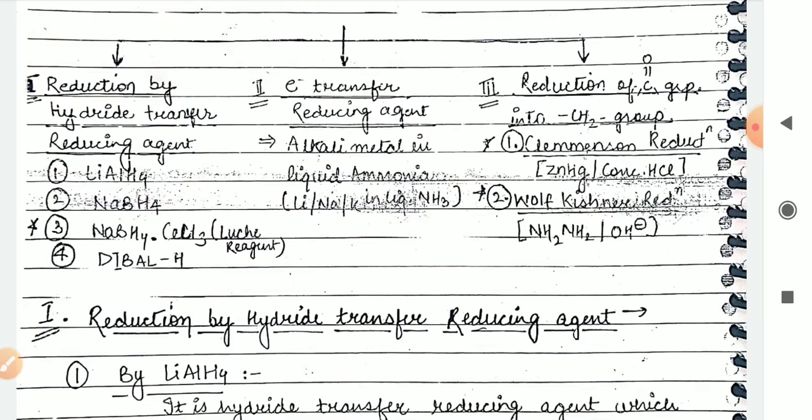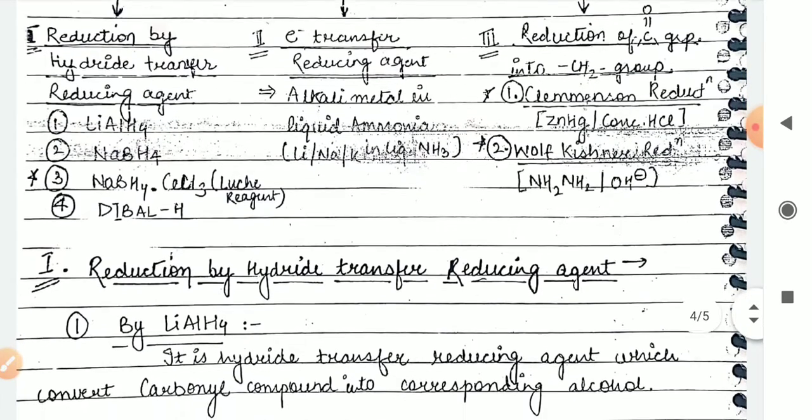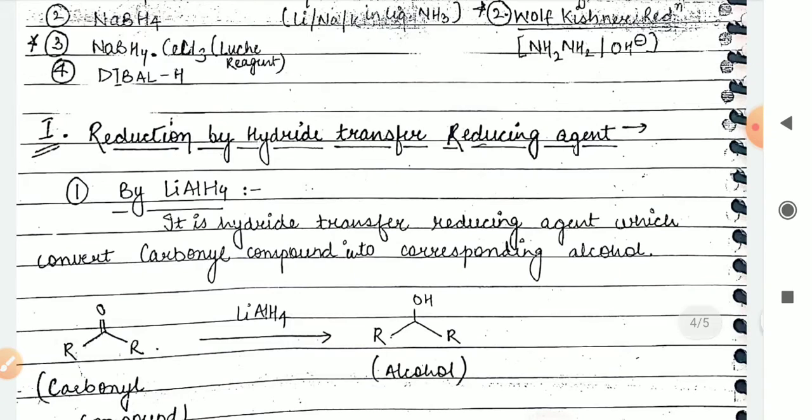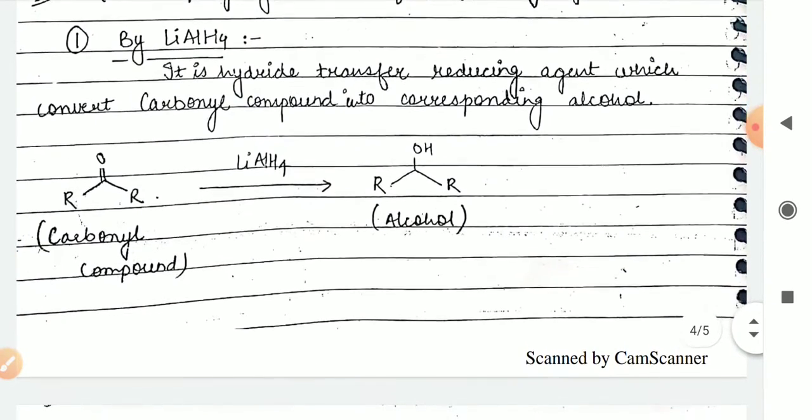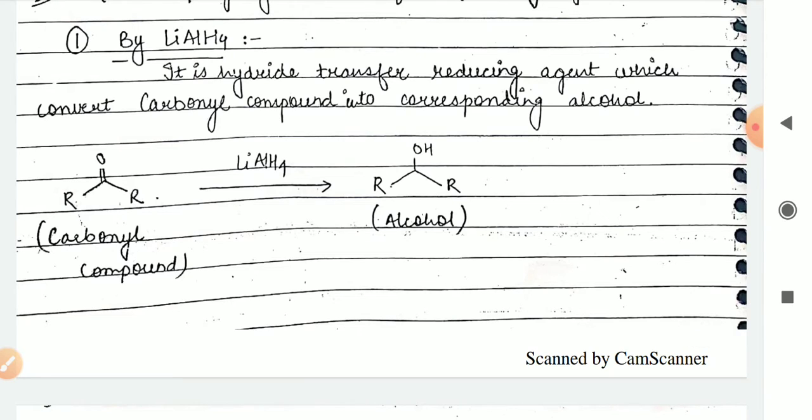Clemmensen reduction uses zinc amalgam in the presence of concentrated HCl. Wolff-Kishner reduction is in the presence of base and hydrazine. Reduction by hydride transfer with lithium aluminum hydride we have already discussed. Also you can see here the carbonyl group in the presence of lithium aluminum hydride is converted to the corresponding alcohol.